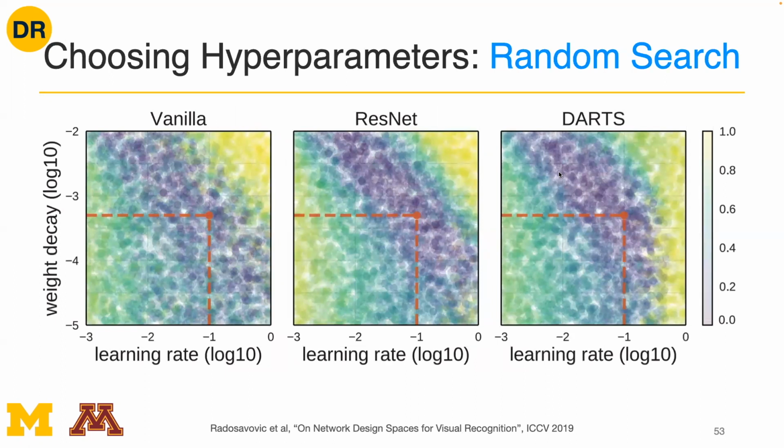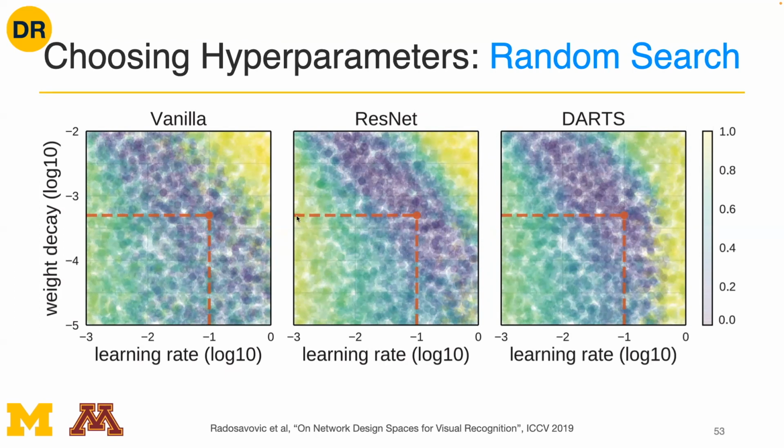In practice, this is an interesting result that was produced by the former instructor of this course. Professor Justin Johnson worked on this project where they looked at the effect of some of these hyperparameters on model performance for image classification. What they were looking at here is 3 different architectures: a vanilla CNN, a ResNet architecture, and a DARTS architecture.